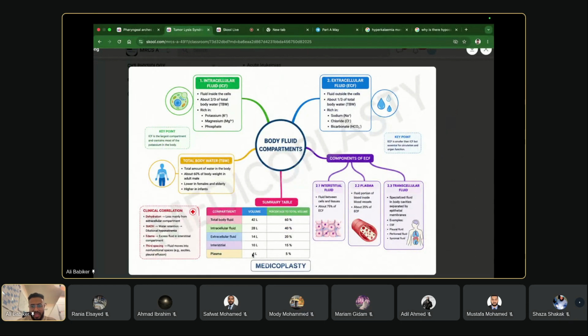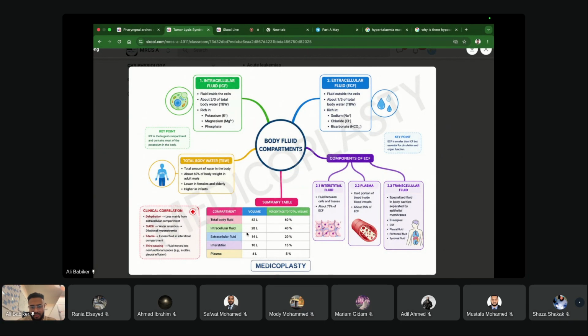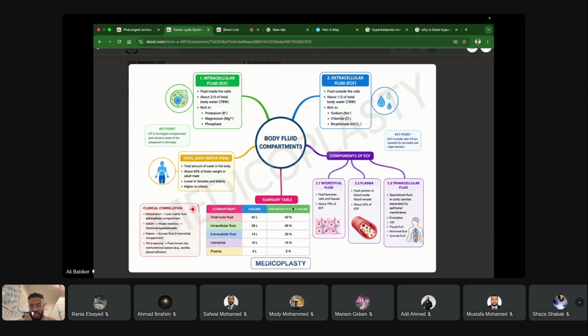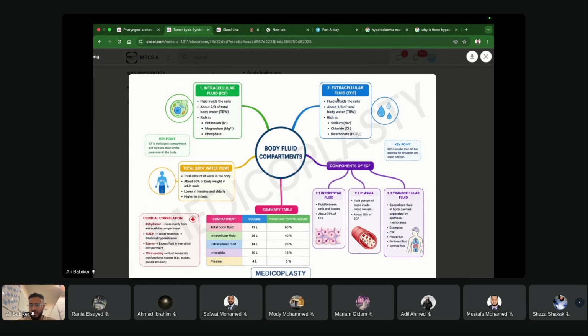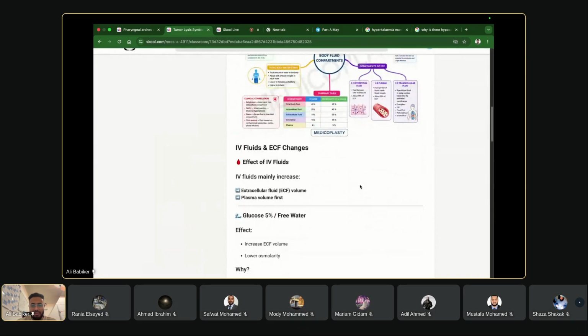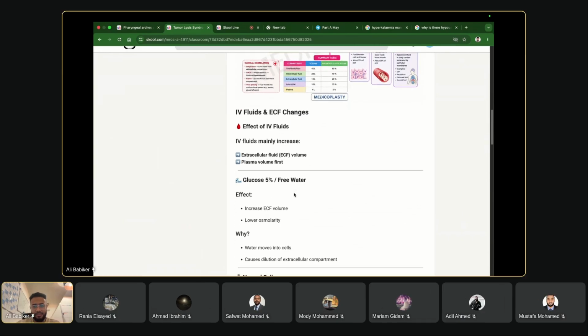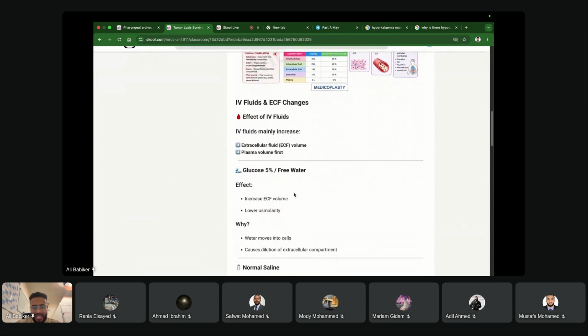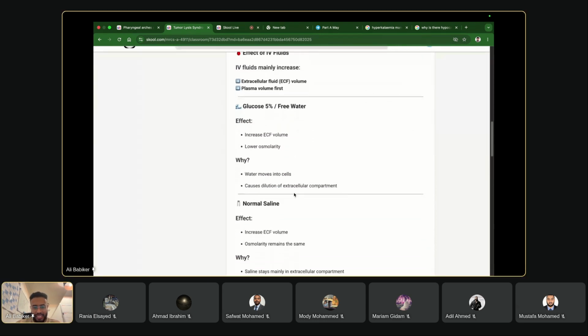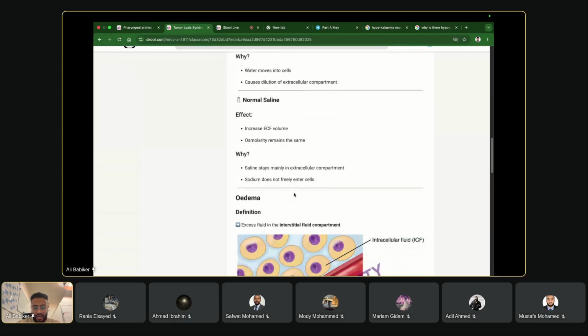These numbers they may ask you about them. Just memorize this one, nothing else. Don't look at the rest of the image, not important. All right, edema. IV fluid mainly increases intracellular fluid volume and plasma volume first. This is the effect of each medication or each drug.